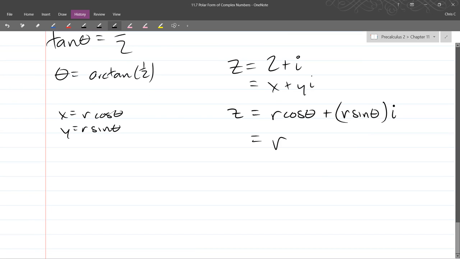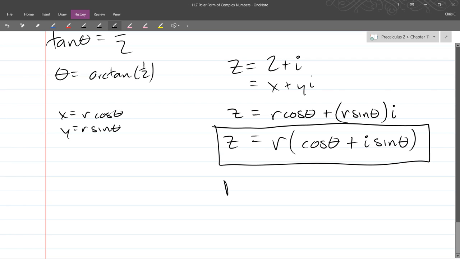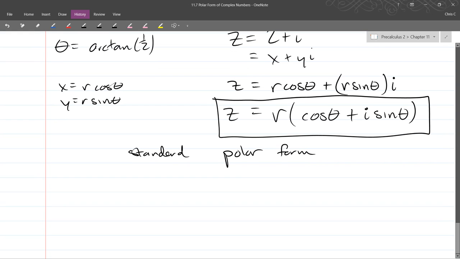You can factor the r out. So we get cos theta plus, the i is usually written before the sine theta. So this is our standard polar form. Unlike most of the other standard forms, it's not my favorite form. We're going to look at Euler's form, which is way more useful. But this is a good starting point for polar form.